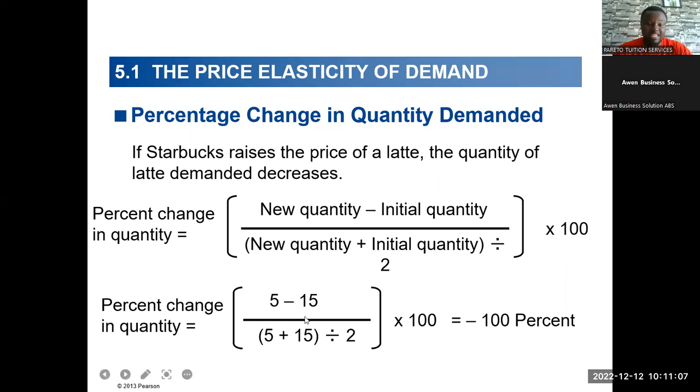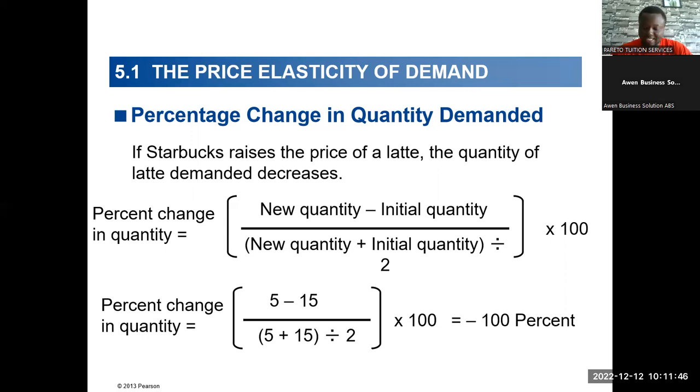New quantity, which is 5, minus initial quantity of 15, divided by, we add the 2 quantities, we divide it by 2. So 5 minus 15 will give us minus 10. 5 plus 15 is 20, divided by 2 will be 10. So minus 10 over 10 will be minus 1 times 100, giving us minus 100%. So the percentage change in price was 50%, and the percentage change in quantity is minus 100%.